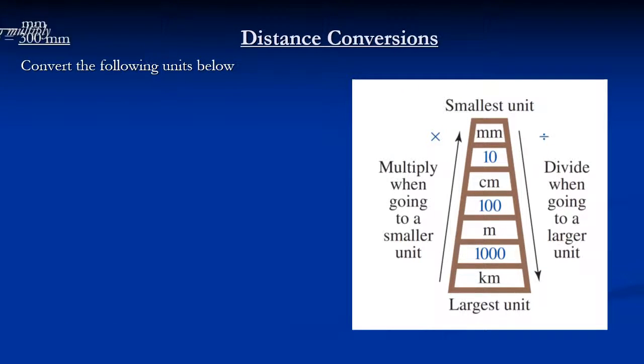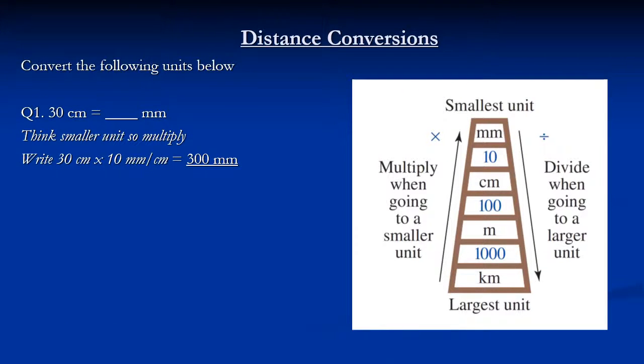So if we want to convert some of the following, what is 30 centimeters in millimeters? Well, millimeters is a smaller unit than centimeters, so we're going to have to get a bigger number. So we're going to multiply when going to a smaller unit. We're going from centimeters to millimeters, so we multiply by 10. So 30 centimeters times 10 millimeters per centimeter will give you 300 millimeters.